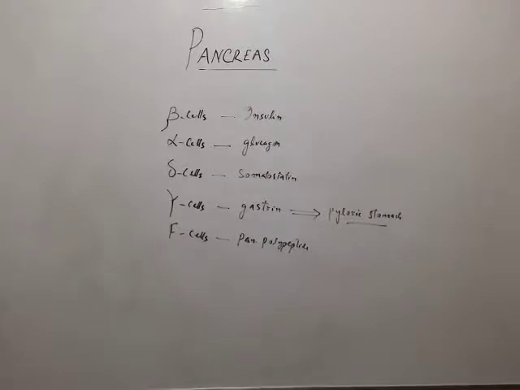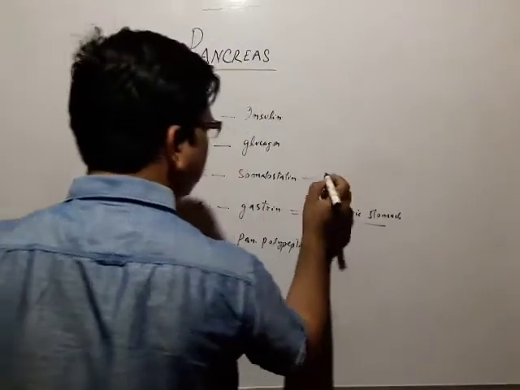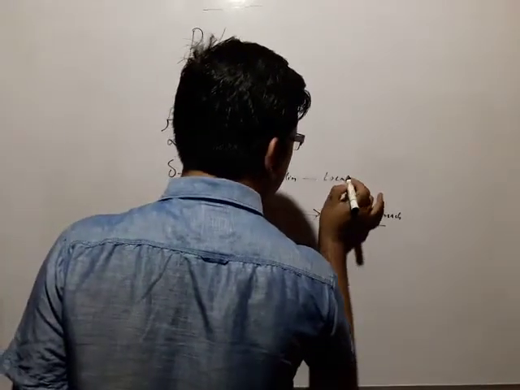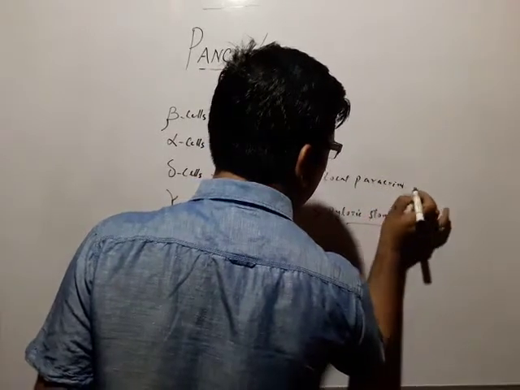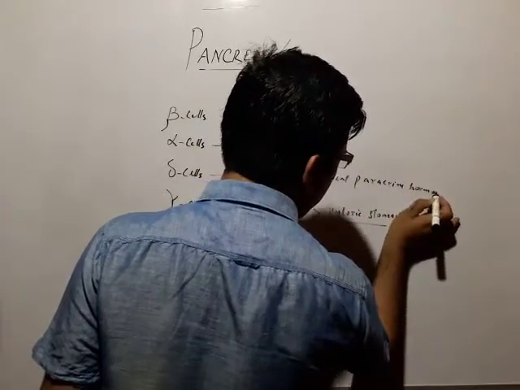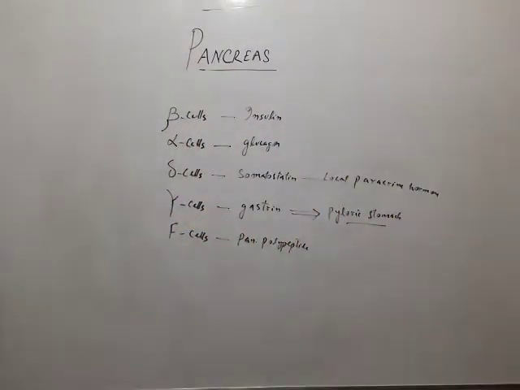It's like stomach gastrin. The function of gastrin is like that. Now we have one more cell, that is somatostatin. It looks like a local paracrine hormone. What it does is that it also controls the digestive tract.